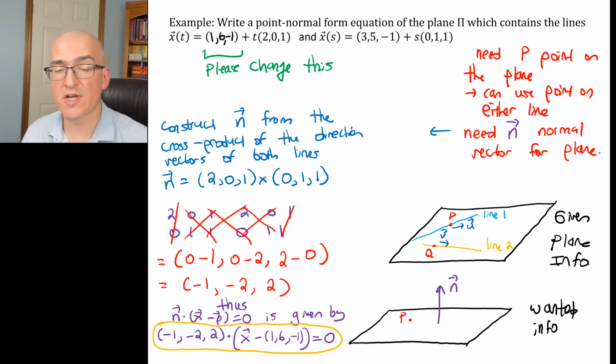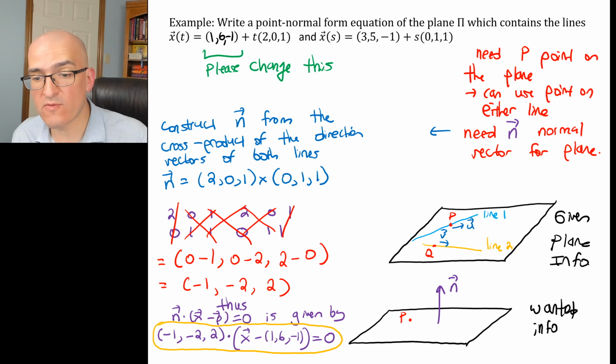Hi everyone, we continue the discussion of equations of lines and planes in 3D with one more example that builds off of this last example we did, where a plane is defined in terms of two lines. Then we can define the point normal form of the plane from those two lines by creating a normal vector for the plane. The normal vector is constructed by taking the cross product of the direction vectors of the two lines, which results in creating a vector that's at 90 degrees to both of those direction vectors, which thus must be a normal vector to the plane.